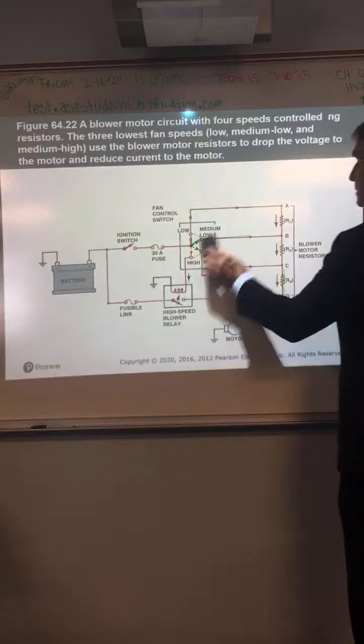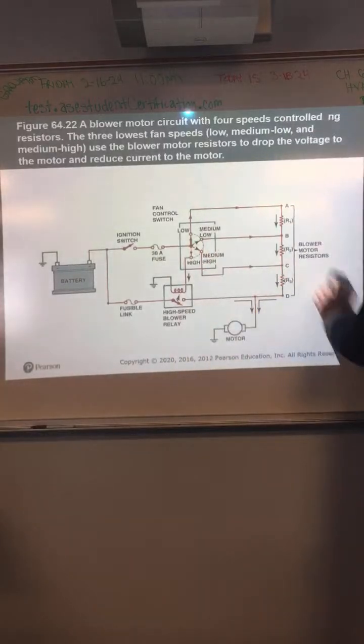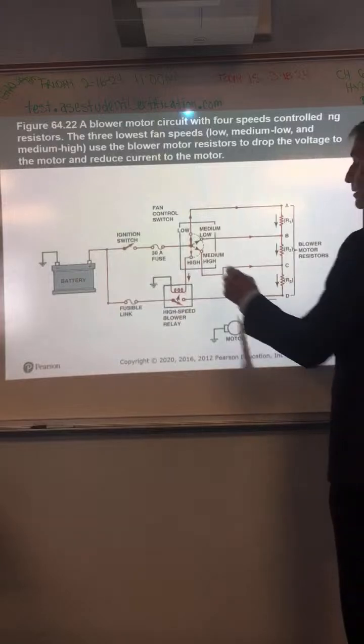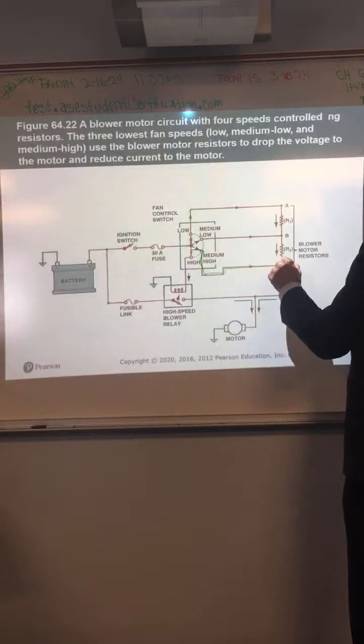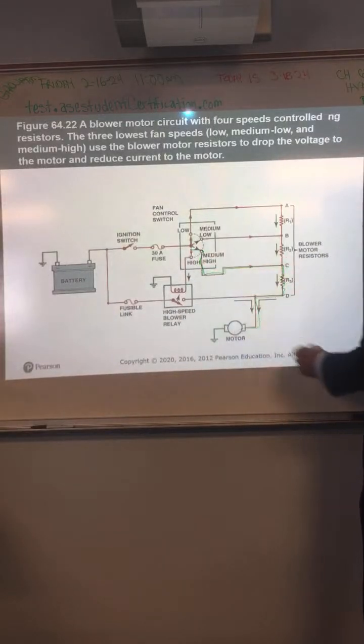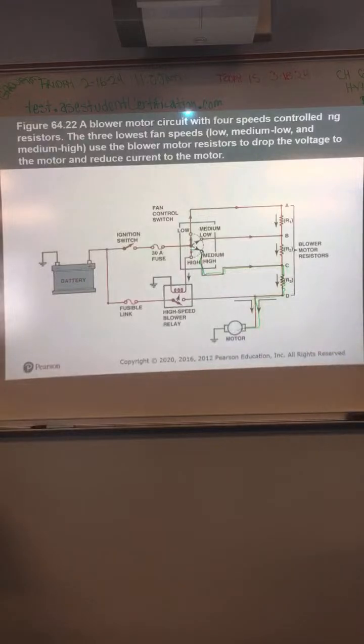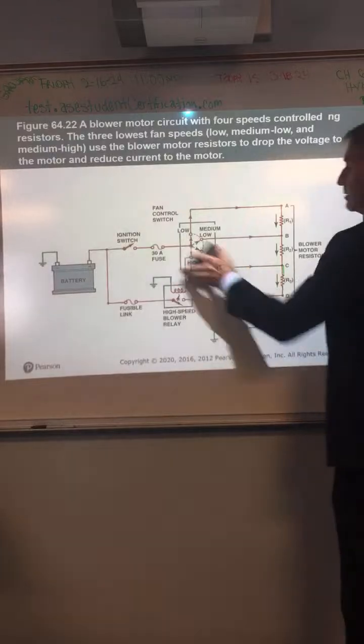Right. You decide that's not enough. You go, I want to turn it up to the next speed. Now it just goes through this resistor and into the motor. So it speeds up again, right? Should be. That's pretty basic, right?